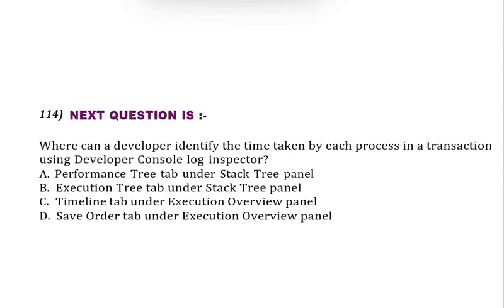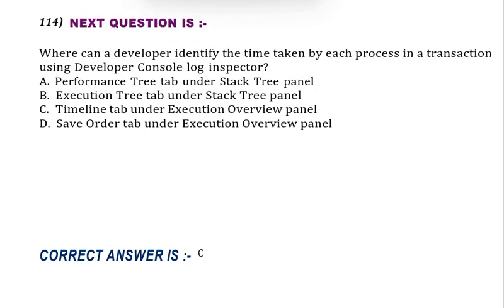Question is where can a developer identify the time taken by each process in a transaction using Developer Console Log Inspector? Option A, performs tree tab under Stack Tree panel. Option B, execution tree tab under Stack Tree panel. Option C, timeline tab under execution overview panel. Option D, save order tab under execution overview panel. Correct answer is option C.